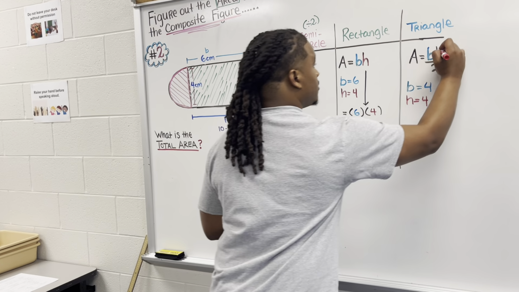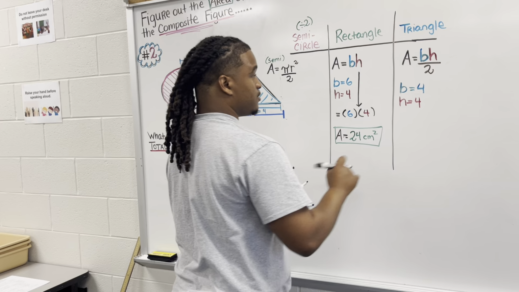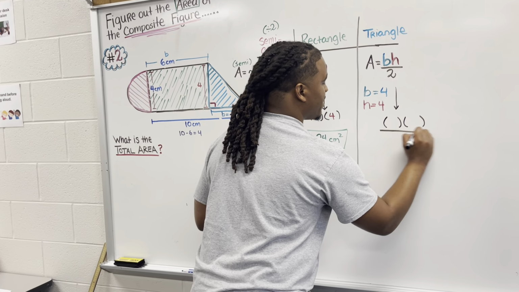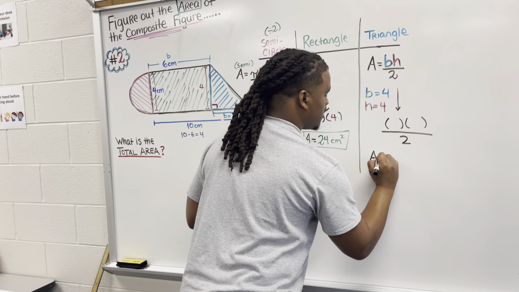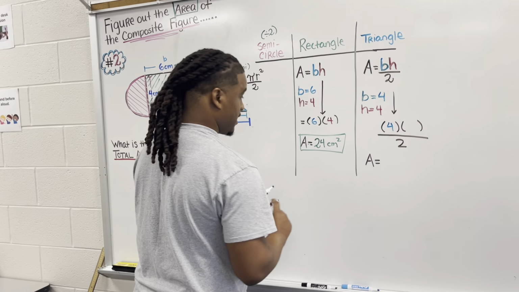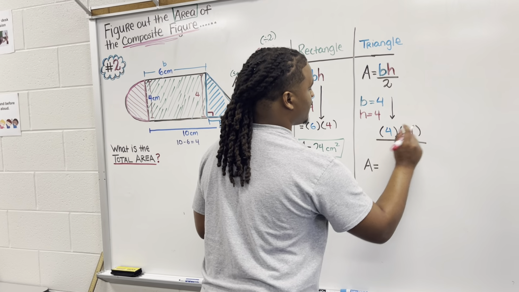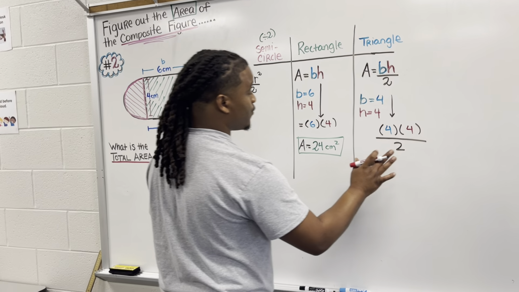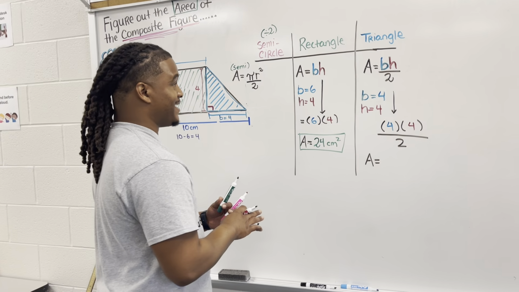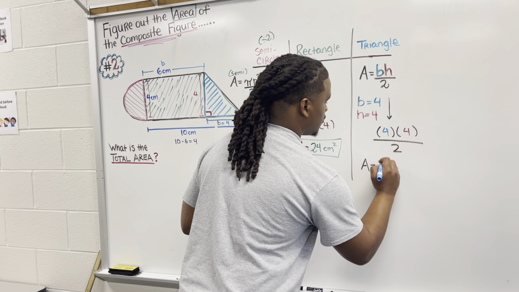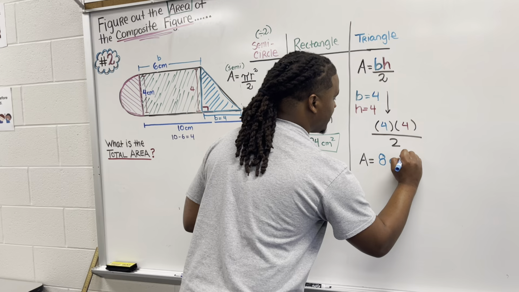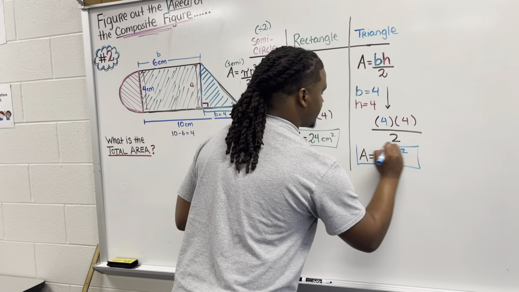Once again, we're just going to plug into our formula. Remember, it's base times height divided by 2. So in this case, it will be the base of 4 times the height of 4. 4 times 4 is 16. 16 divided by 2 is 8. So the triangle itself has an area of 8 centimeters squared.